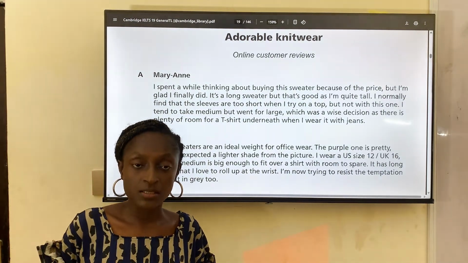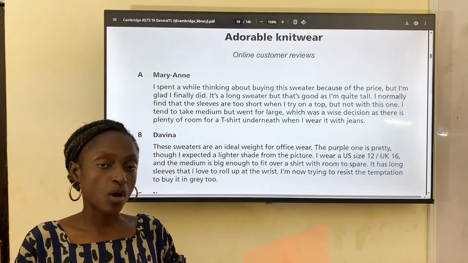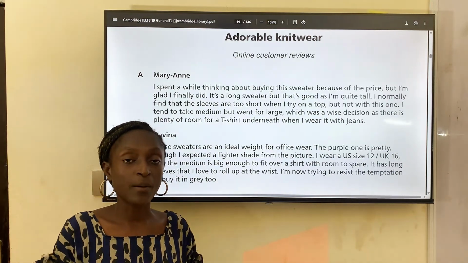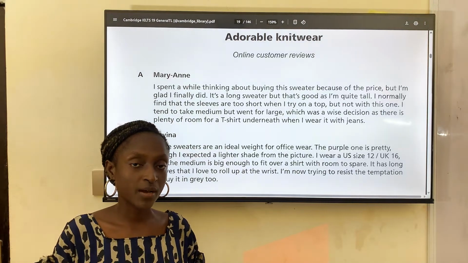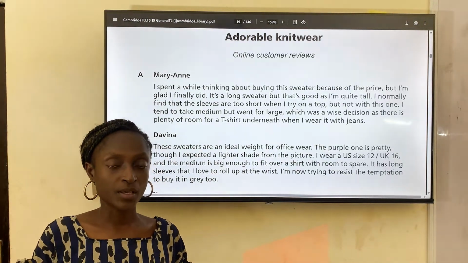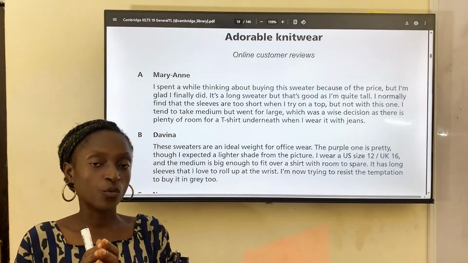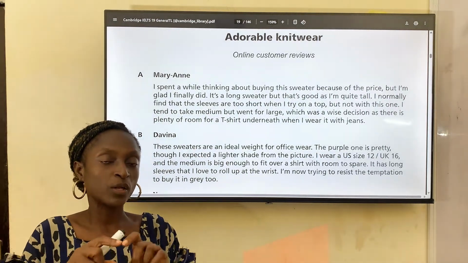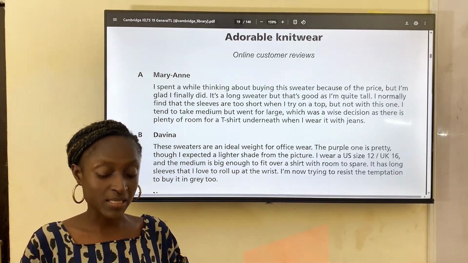After that, we now move on to the next reading skill, which is scanning. Once we are through with skimming, we now move on to scanning. We scan after we've gone through the question. After we've gone through the question, we look out for where the answer is. When we are doing that, we are scanning because we are looking for that specific information. So I hope that is clear.